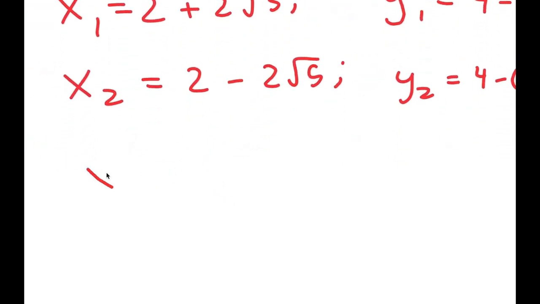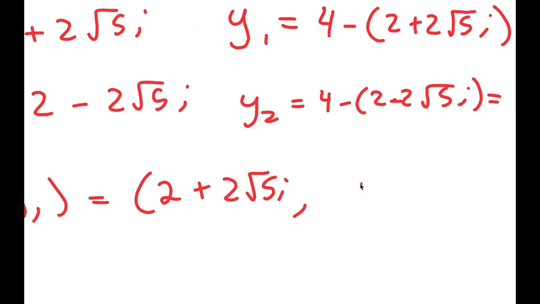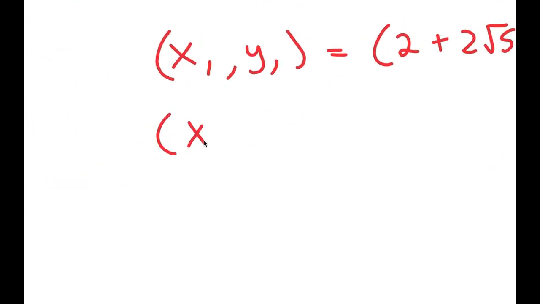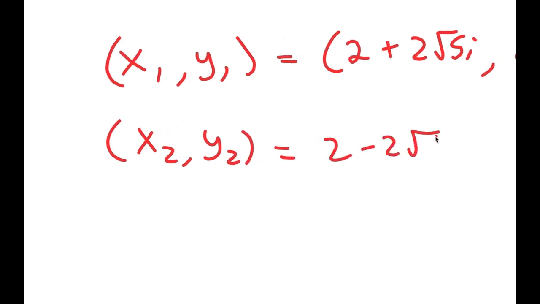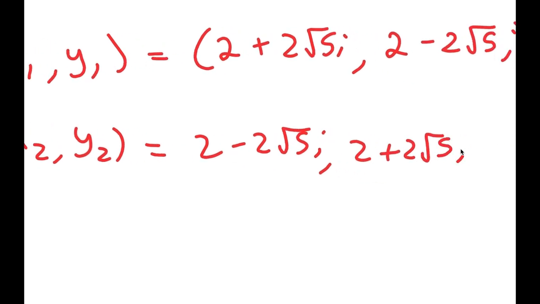So my solutions are, I have two solutions: 2 plus 2 root 5 i, comma, 2 minus 2 root 5 i, and 2 minus 2 root 5 i, comma, 2 plus 2 root 5 i.